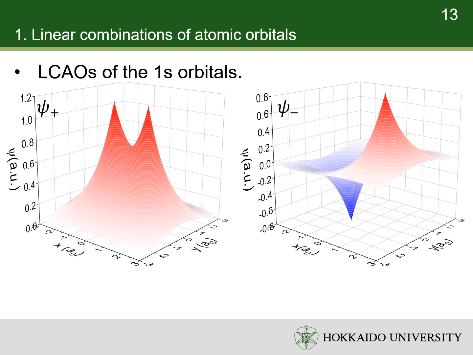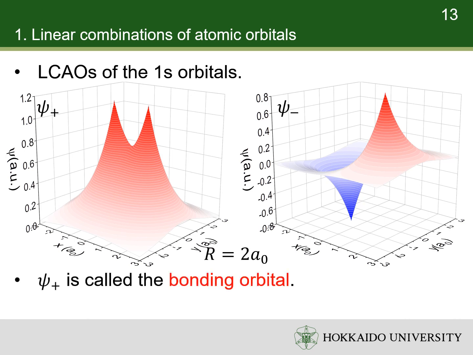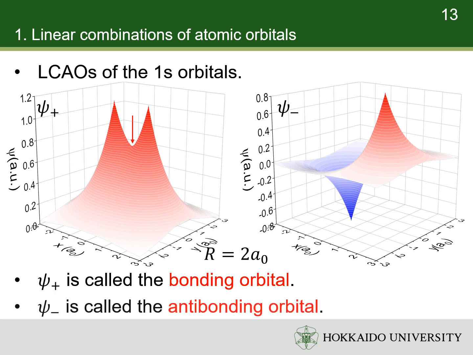The values of the LCAOs made from the 1s atomic orbitals on the x-y plane are shown here. The distance between the nuclei is set to twice of Bohr radius. Psi plus is called the bonding orbital. In the case of bonding orbital, the atomic orbitals enhance each other between the two nuclei. Psi minus is the antibonding orbital. In the case of antibonding orbital, the atomic orbitals cancel each other between the two nuclei.